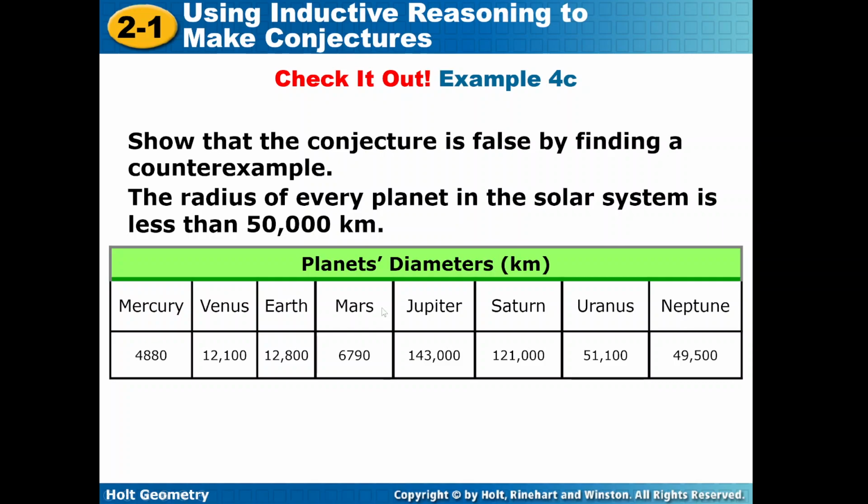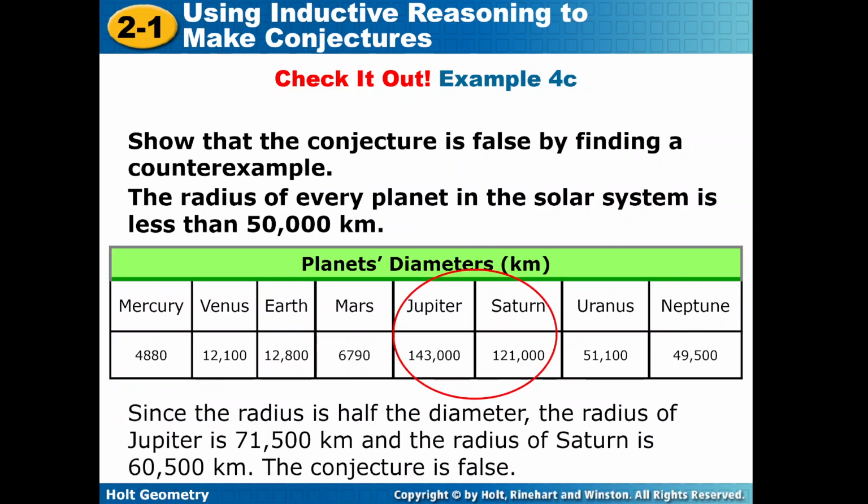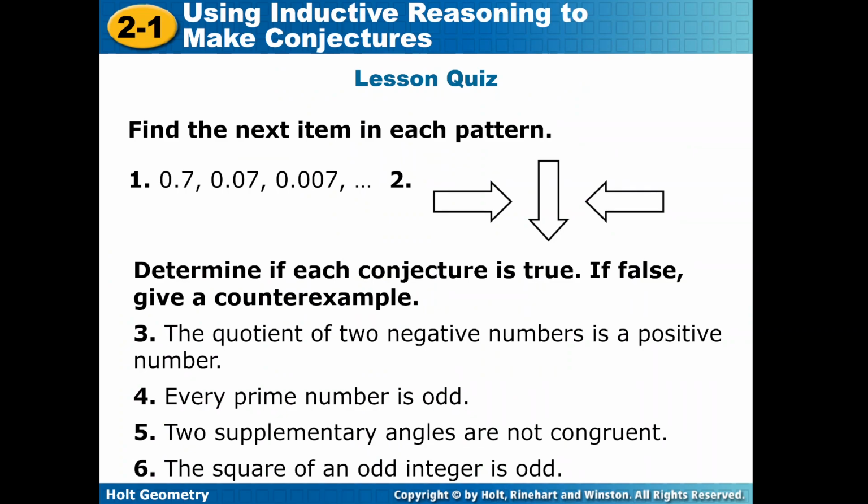Okay, so that's more examples for doing the proof for the conjecture. Here's the lesson quiz or the homework that you can practice with. It involves finding the next item in each pattern, quite similar to what we talked about in the notes. So check it out: the decimals, moving the decimal point, and the rotations with the arrow. Determine whether each conjecture is true. If false, give a counterexample. Once you're done, you can always check your work.